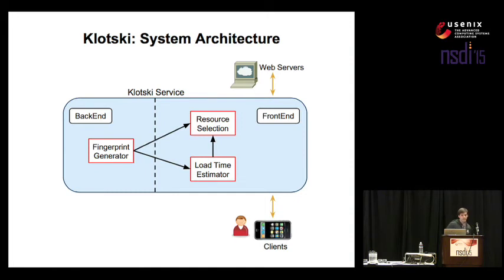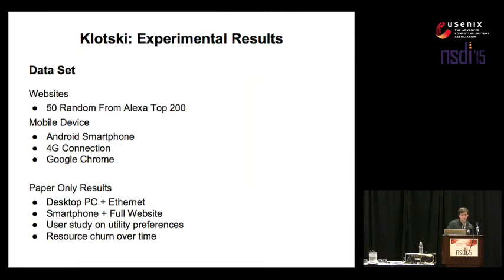So the data set for this is we loaded 50 random websites from Alexa's top 200 most popular. And this was done on a smartphone with a 4G connection using Google Chrome as the browser. Now, in addition to these results, there's a lot more in the paper that I'm not going to be able to talk about, like what happens if you use a fast desktop PC with Ethernet, what if you use the full version of the website, not just the mobile version like we're doing here. We did a whole user study on user utility preferences of whether users were diverse enough to actually warrant having specific user utility functions, as well as how websites change over time.